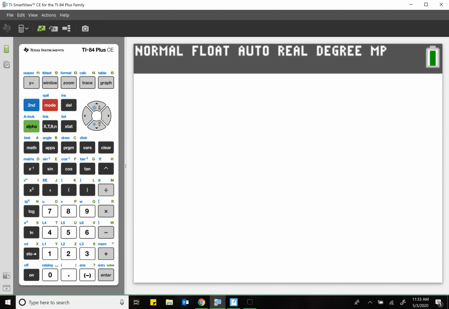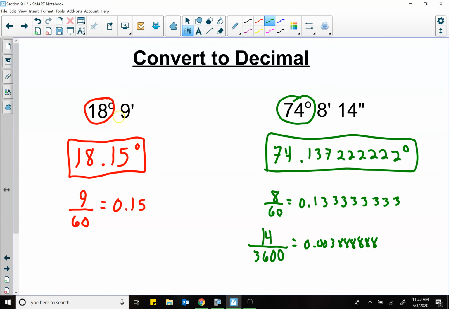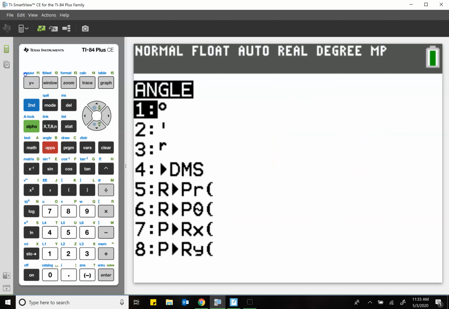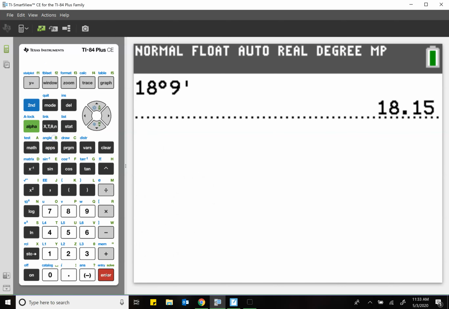We can put in 18 degrees, 9 minutes in the calculator and have it convert straight to the decimal for us. Our calculator's that good. Okay? So if we come in here and we hit 18, second apps, degrees, and then it was 9 minutes, right? Yeah, 9, second apps, scroll down to minutes, hit enter. There it is. There's that 18.15 we talked about.